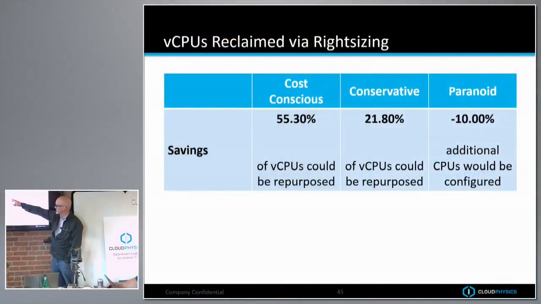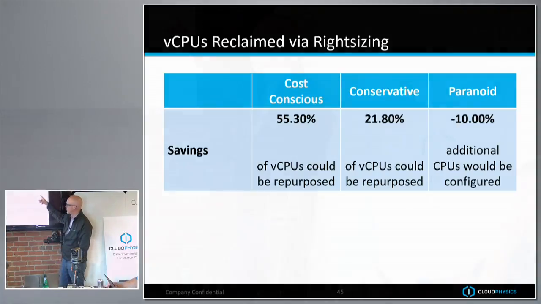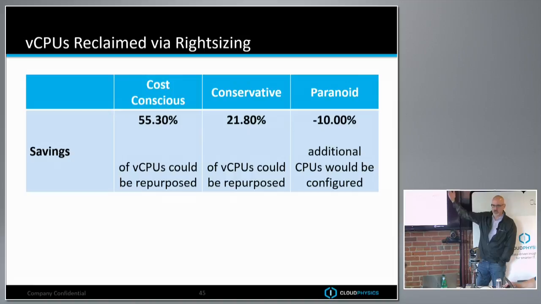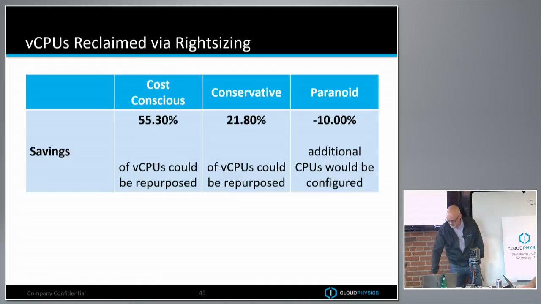The available savings in the global data set was pretty surprising. 55.3% of the provisioned vCPUs could be repurposed in the cost-conscious scenario. 22% in the conservative scenario, this is based on peak with a roundup, could be repurposed. And if you went paranoid, if you went to peak and then added 25%, you'd actually have to add 10% more vCPUs into those ones that had now burst beyond with the extra 25%. So that just gives you an idea of how you could start to twist these dials in these types of scenarios.